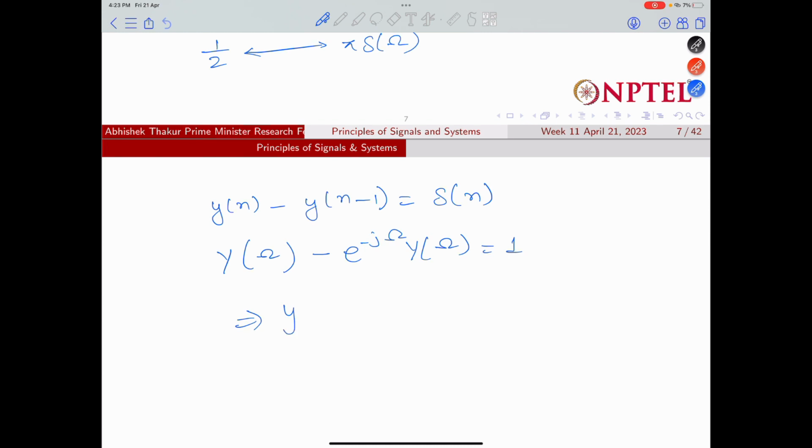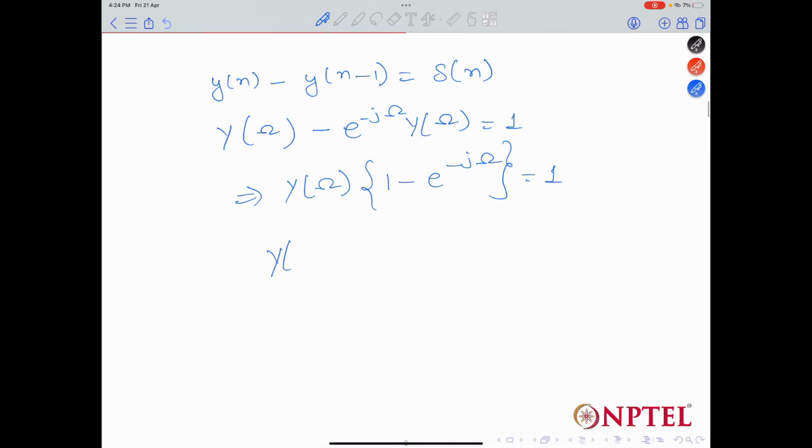So here we can take Y of omega common, then 1 minus e to the power of minus j omega will be the leftover term, that will become 1. Then our Y of omega will be equal to 1 by 1 minus e to the power of minus j omega.